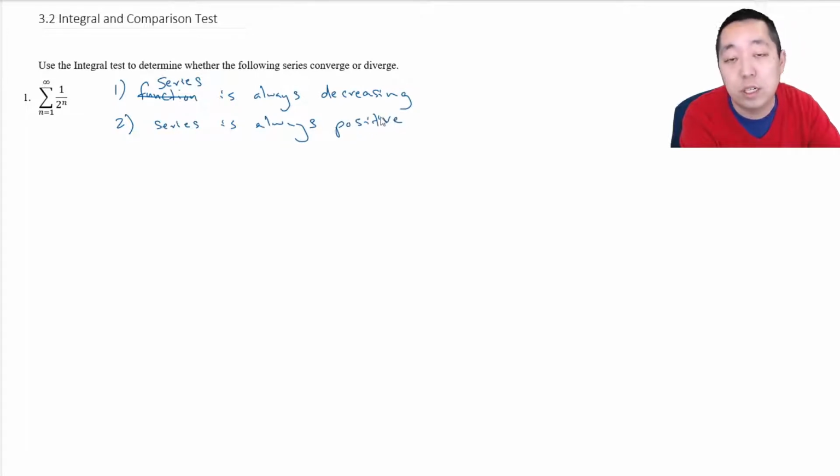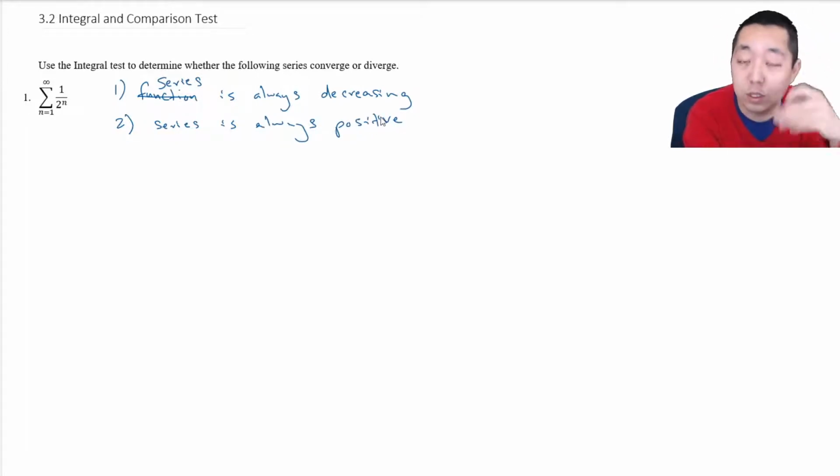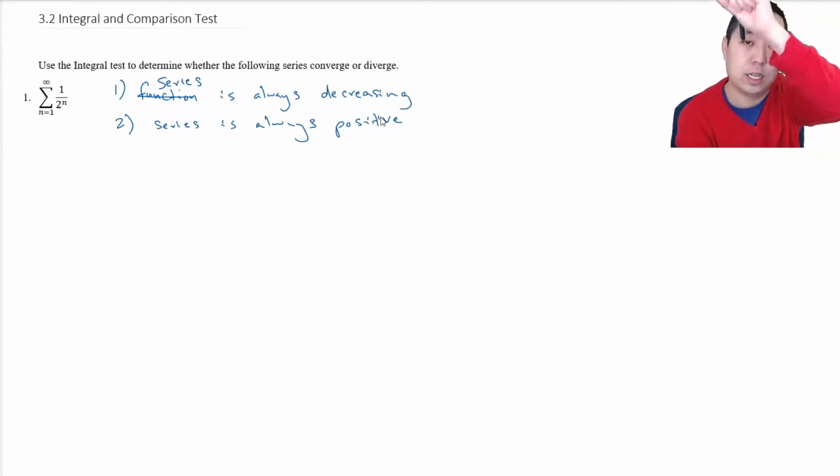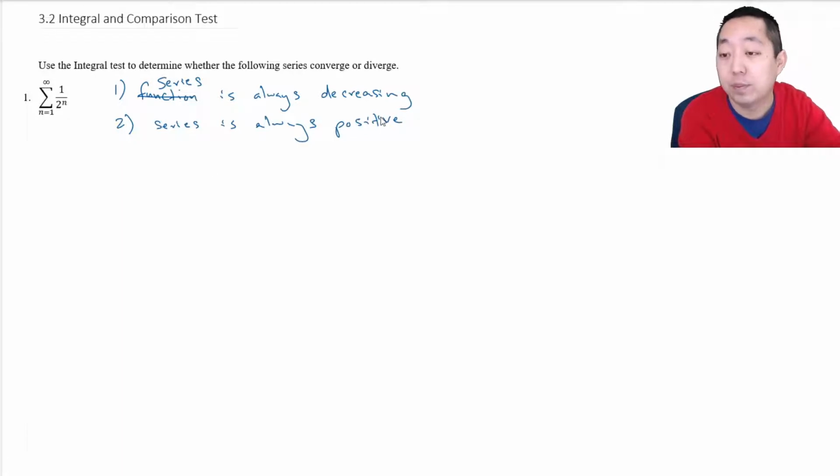So it can't be alternating, can't bounce between positive and negative numbers, and it always has to be decreasing. The series can't go down and then come up or anything like that. So that'll be true for most of these cases.